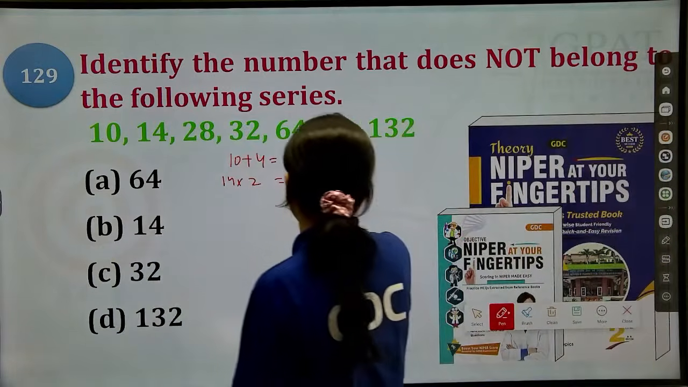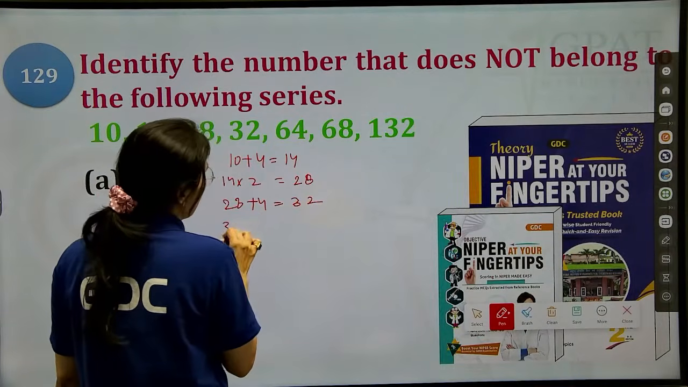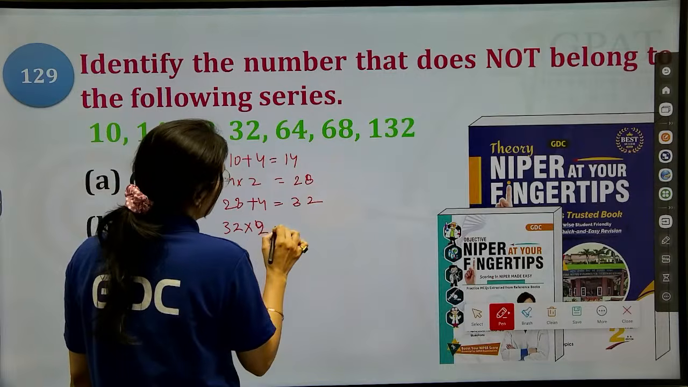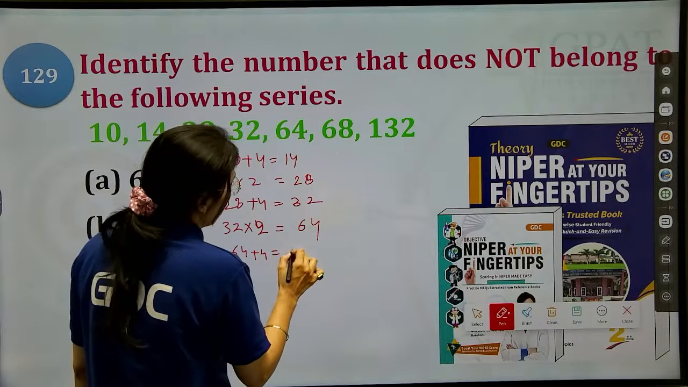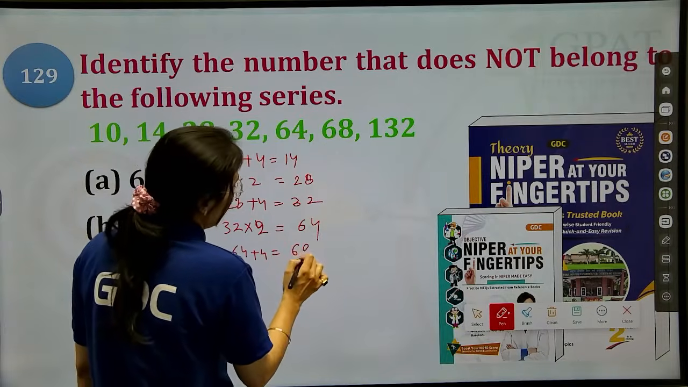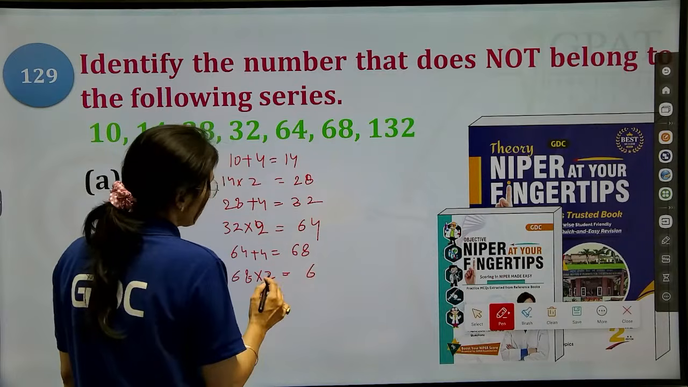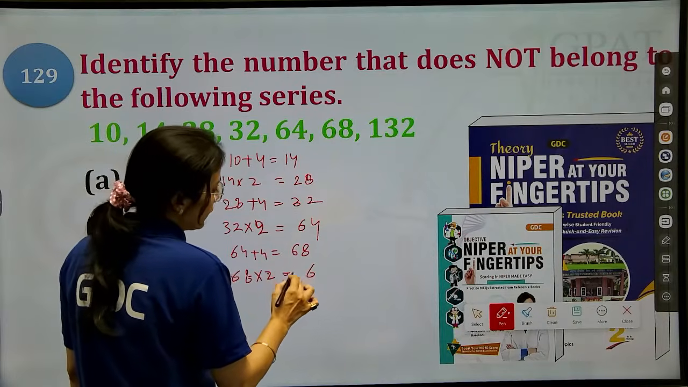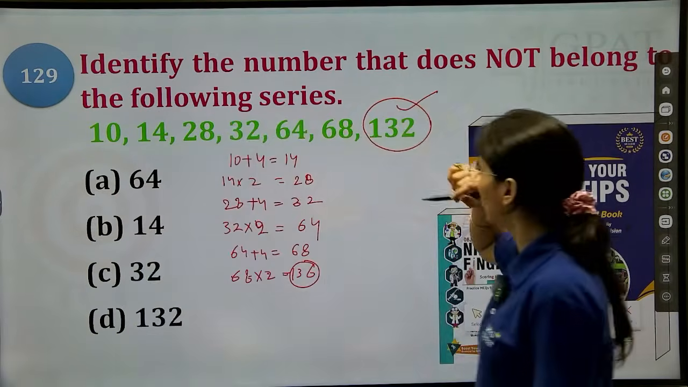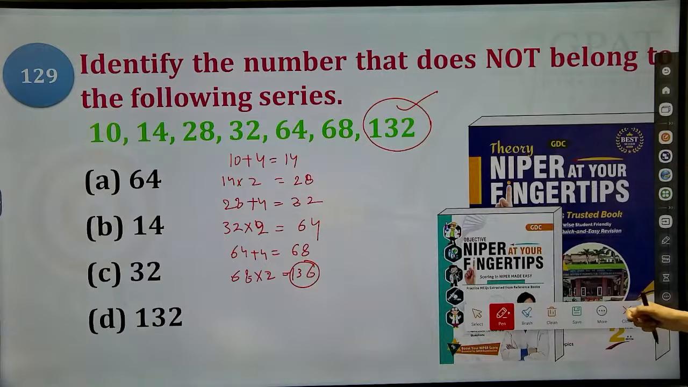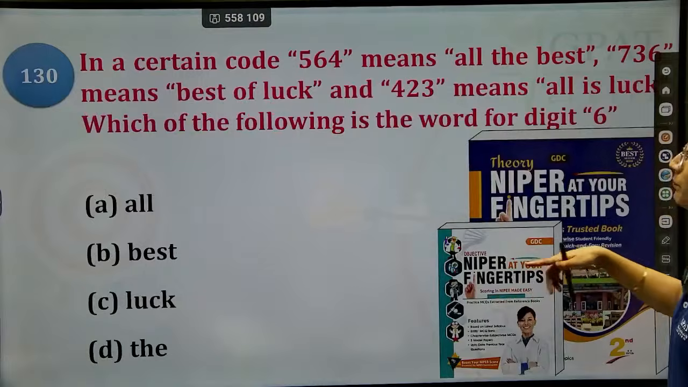Again 28 plus 4 you get 32. Again 32 multiplied by 2 is 64. Again 64 plus 4 gives 68. So 68 multiplied by 2 is 136, and there is 132. So 132 is the answer. That is the odd number that does not belong to the given series.